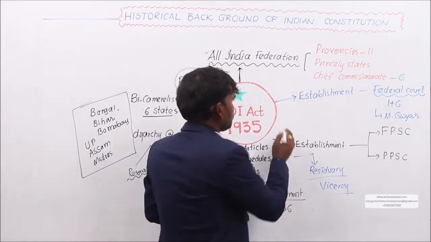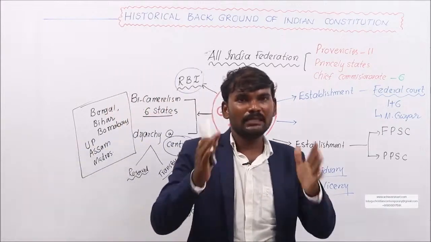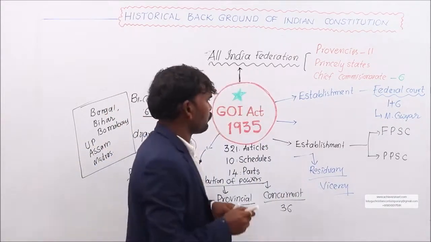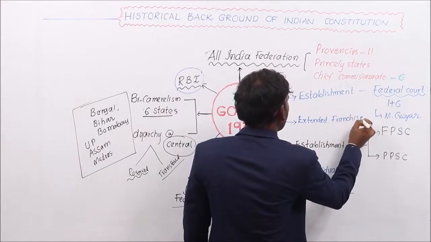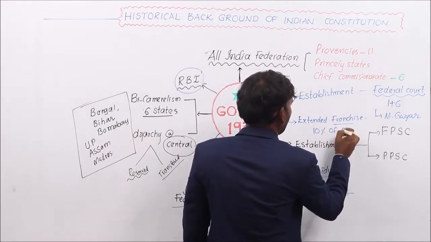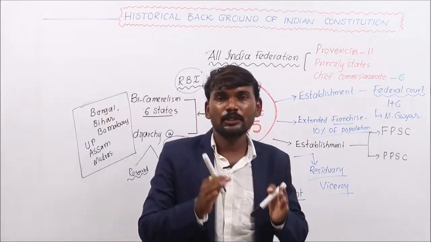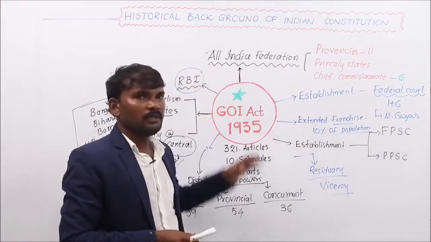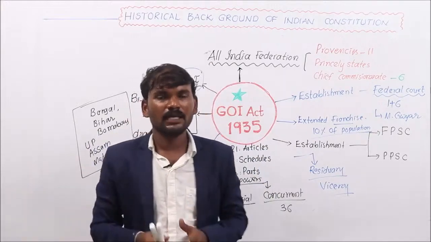Okay, and one more point is, this 1935 Government of India Act extended the franchise to 10% of the population of India. Franchise means the right to vote to 10% of the Indian population, and it also provided the right to vote to women. And one more thing is, it continued the separate electorates for the depressed class people, meaning scheduled castes and scheduled tribes, and women.